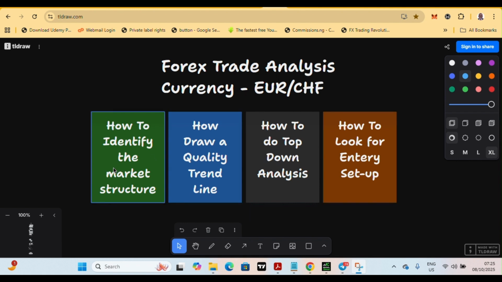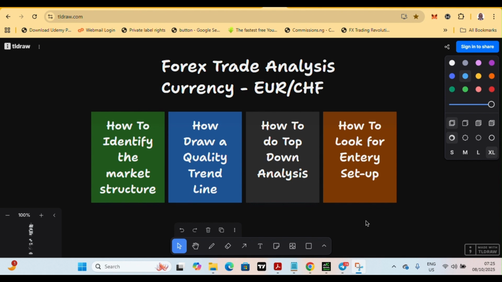Now, first of all, we're going to look at how to identify the market structure on this currency pair. Then we'll look at how to draw quality trend lines. We'll also look at how to do top-down analysis with this currency pair. And we'll look at how to look for entry setups using this same currency pair. So guys, this is how we're going to follow through this video. And I hope you're going to have a very interesting moment with me.